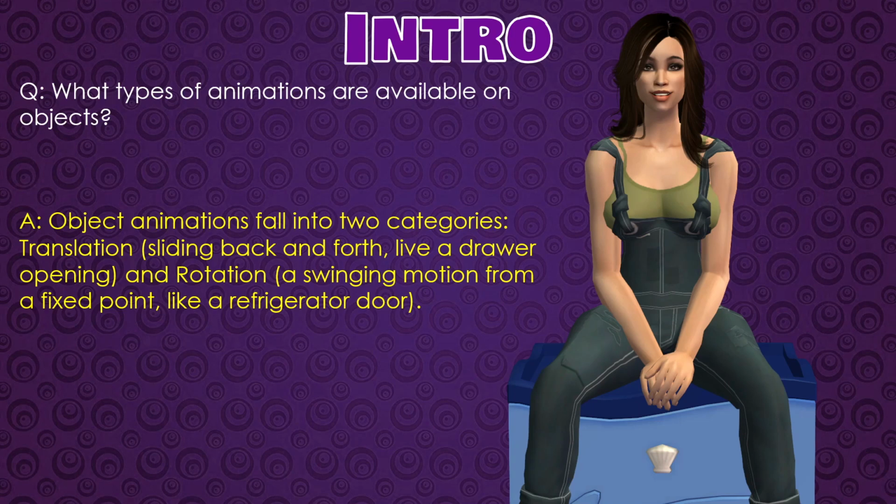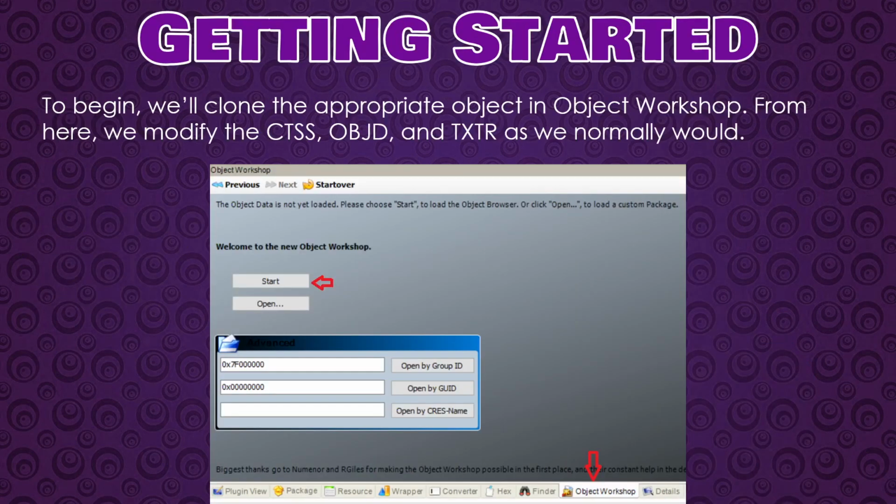a rotation animation. To get started, we begin exactly as we would with a static object. We just pop open Object Workshop. We go to the Start menu, and then we clone the appropriate type of object. Then we modify the CTSS, the OBJD, and the TXTR just as we would with a static object.